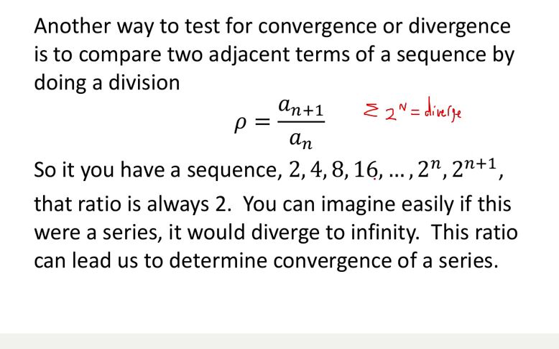But we can verify one thing here: if each term is double the previous, 16 divided by 8 is 2. 8 divided by 4 is 2. 4 divided by 2 is 2. 2 to the n plus 1 divided by 2 to the n is even 2. And this actually tells us something about whether this series would converge or not.